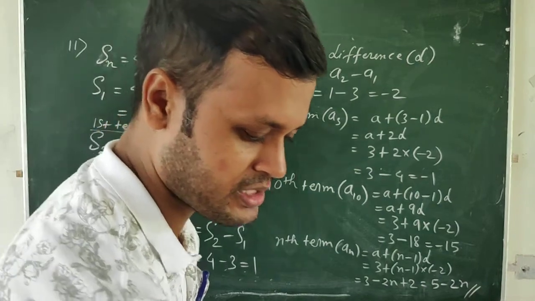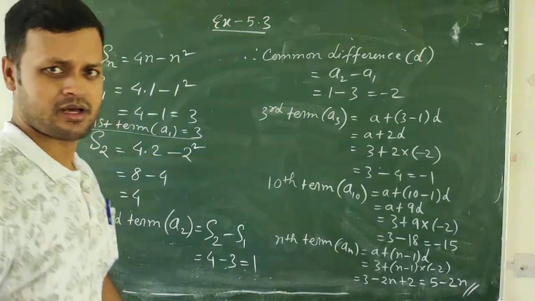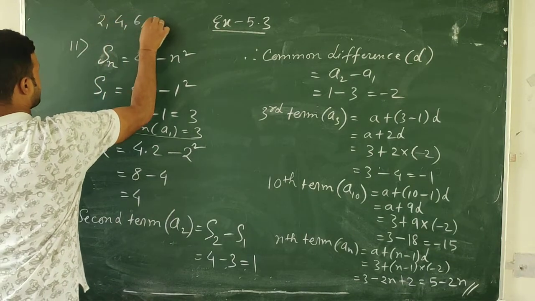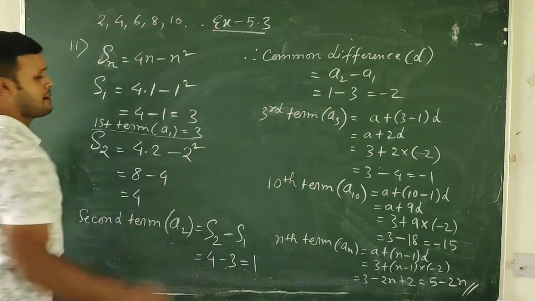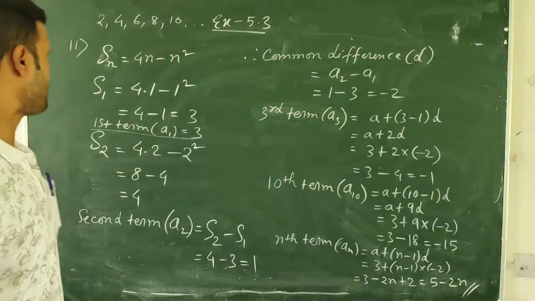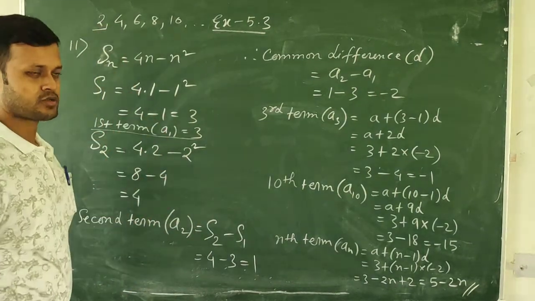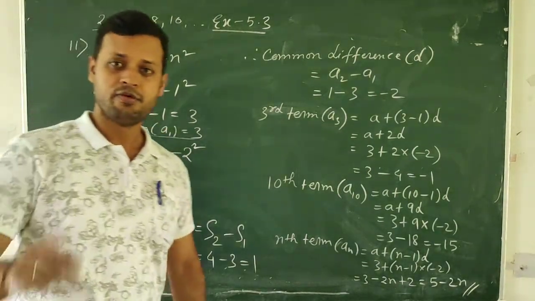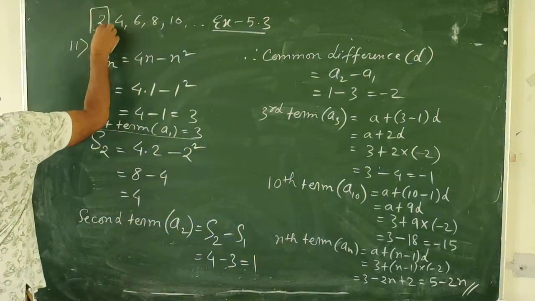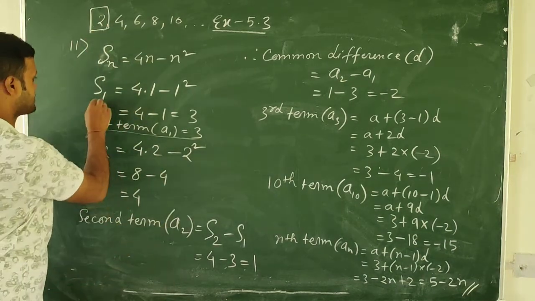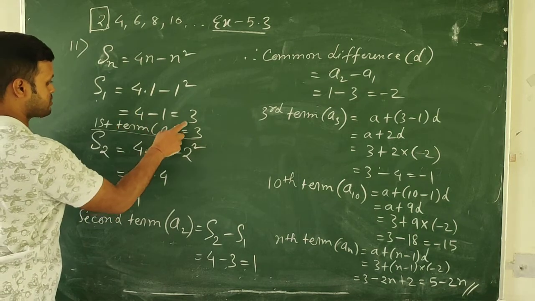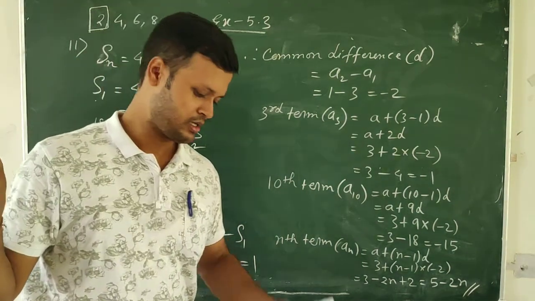Some of you may be thinking, how can a sum become a term? Suppose we take 2, 4, 6, 8, 10. If I say the sum of one term, you have to take only one term. So the sum of one term is itself the first term. So the first term is, students, 3. The first term is found.